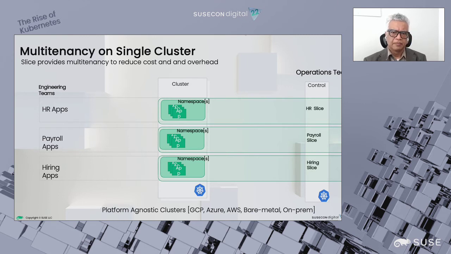So for example, if you take a single cluster, now here you have, say 3 engineering teams, one working on HR apps, one working on payroll apps, one working on hiring apps. So here, what you're doing is you're providing this multi-tenancy using slices, and that can reduce your cost because you don't have to spin up separate clusters like currently is done for each and every one of these teams. And so it's much easier also to manage. And obviously, this can be deployed anywhere. So on any cloud providers or on bare metal or on prem, whatever is your particular situation.